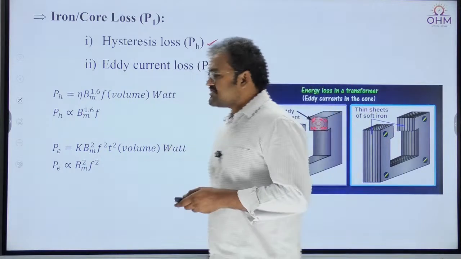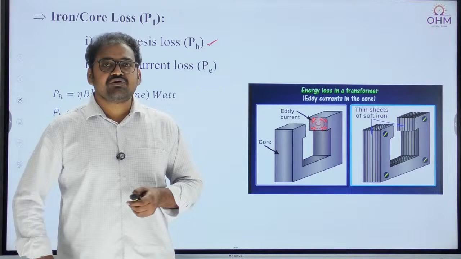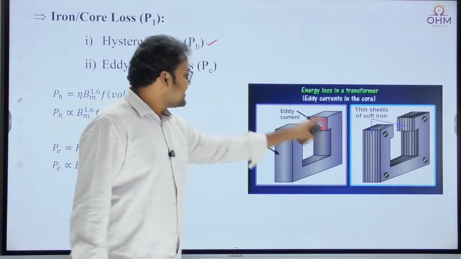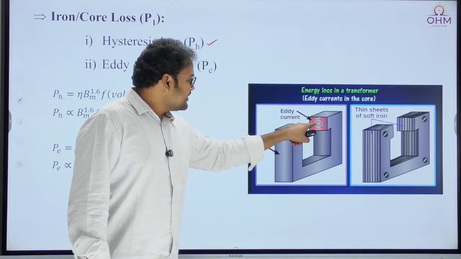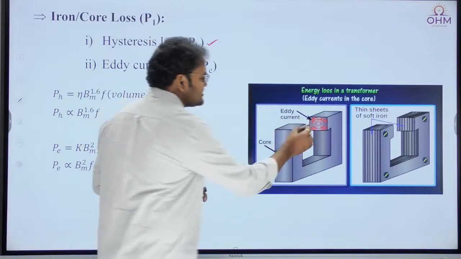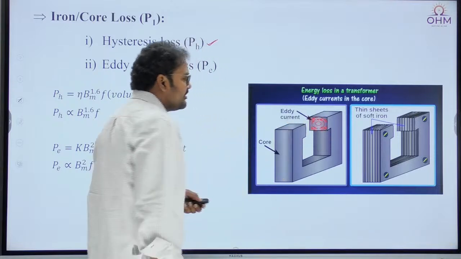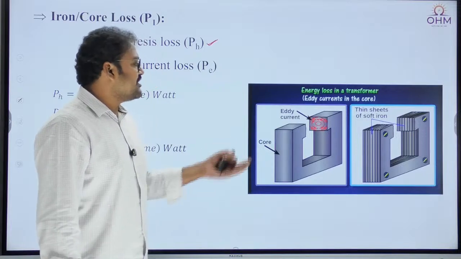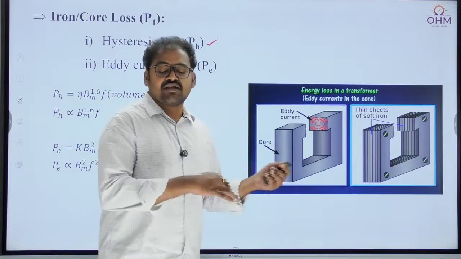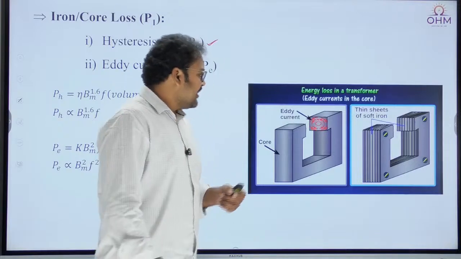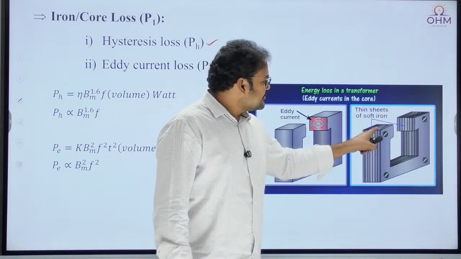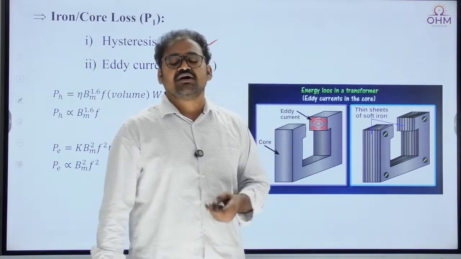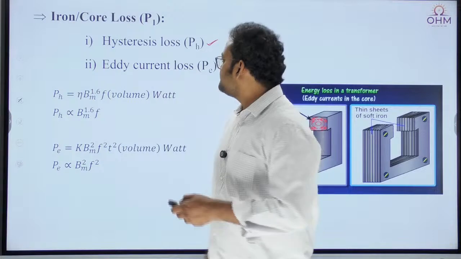And eddy current loss is a power loss which is produced within the transformer core due to circulating eddy currents. You can see this diagram here. If you cut the core at one point, within the cross section some circulating currents are going to be created. Those circulating currents are known as eddy currents, and the loss due to eddy currents we call eddy current loss. And we know in order to minimize eddy current losses we generally use laminations. A laminated steel core is used rather than a solid steel core.